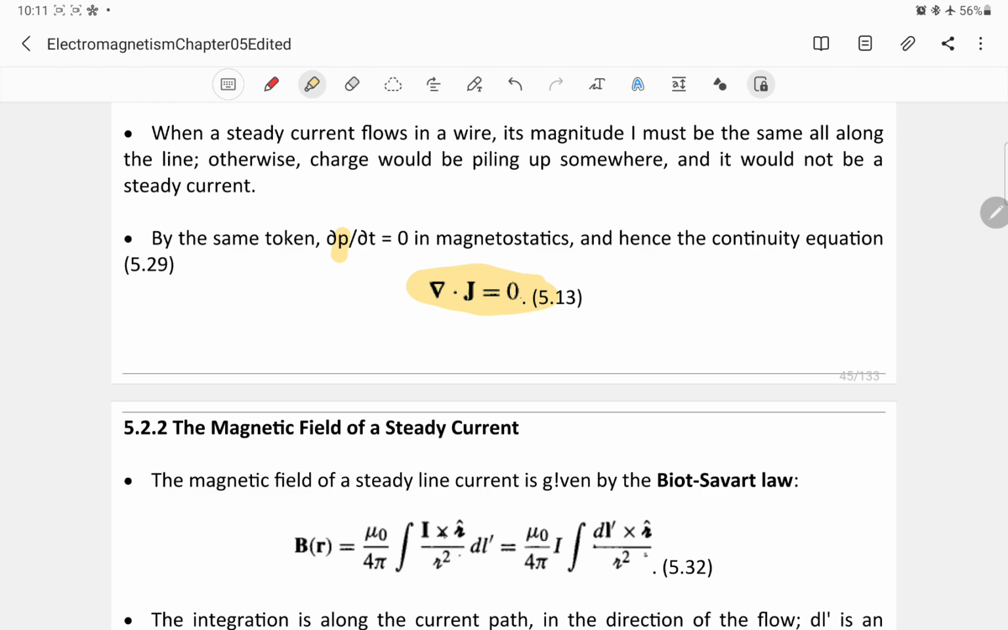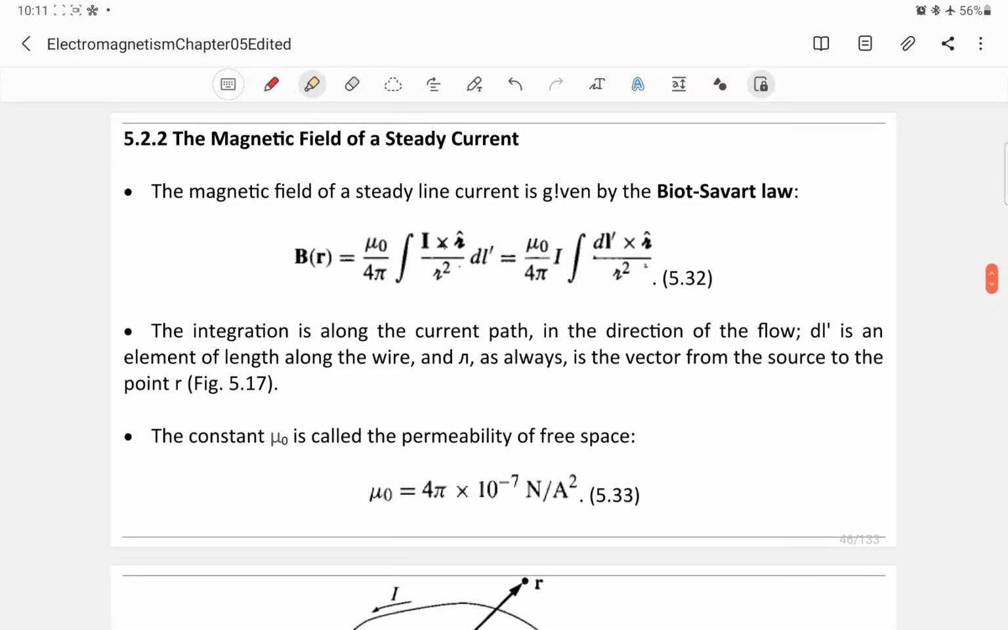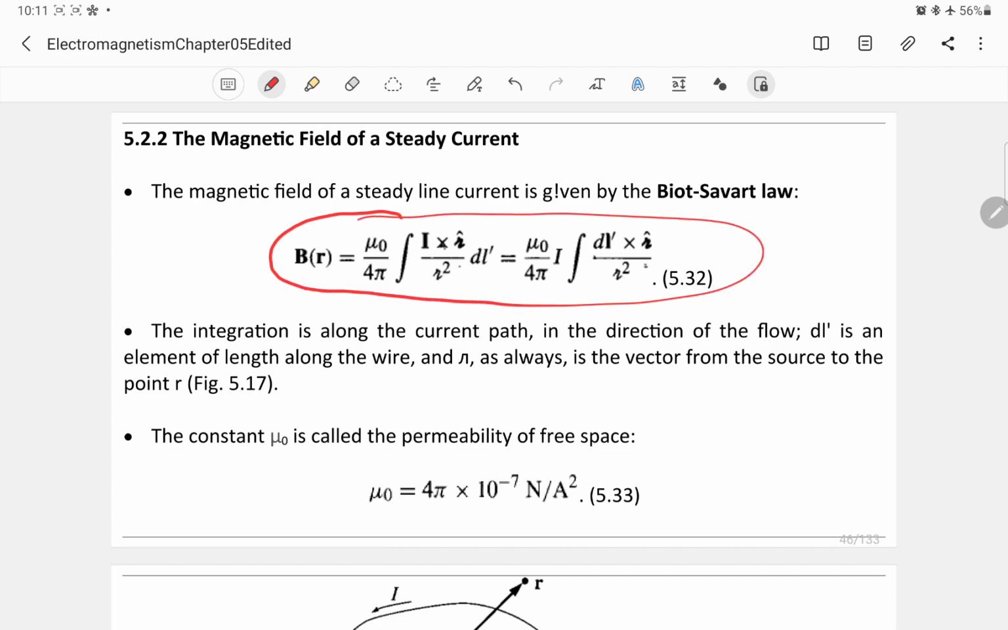So we will now get the magnetic field produced by a steady current. The magnetic field of a steady current is given by the Biot-Savart law, which is this one. It is proportional to the current. So if you have a large current, the magnetic field would also be large.